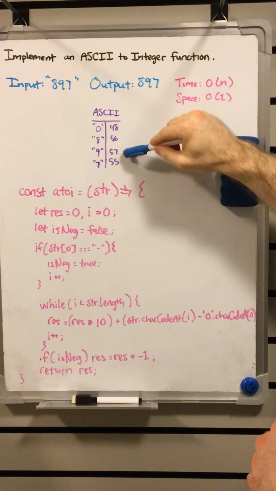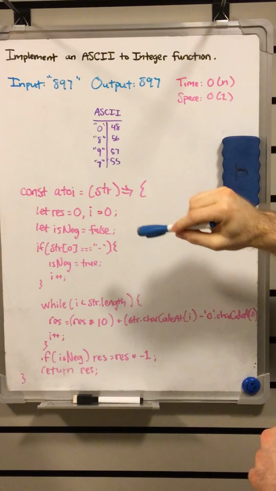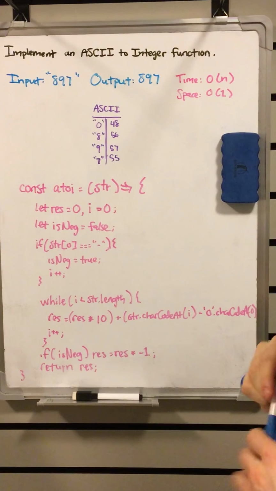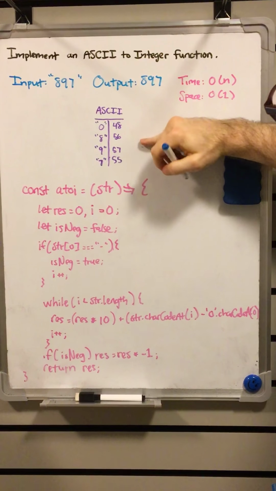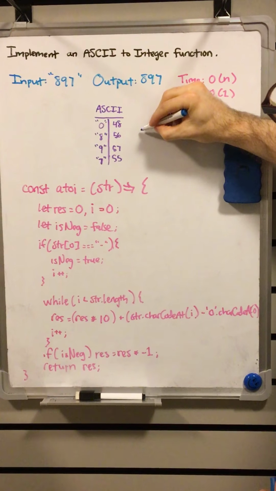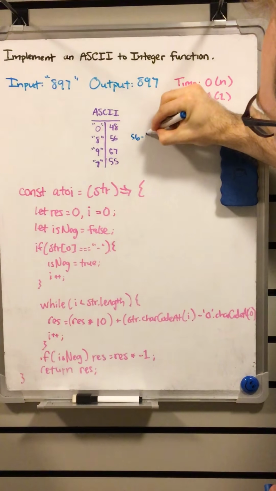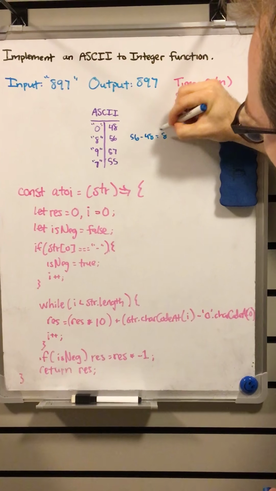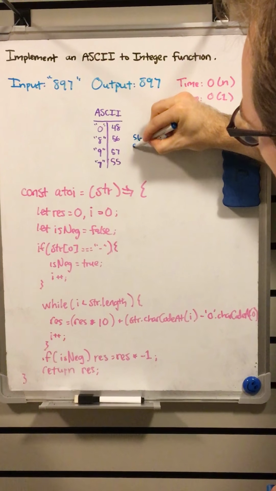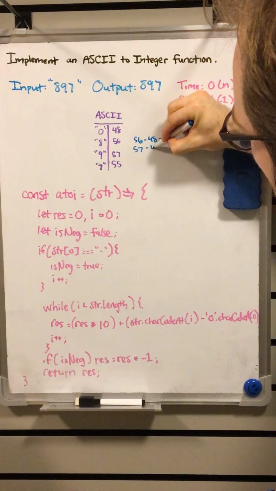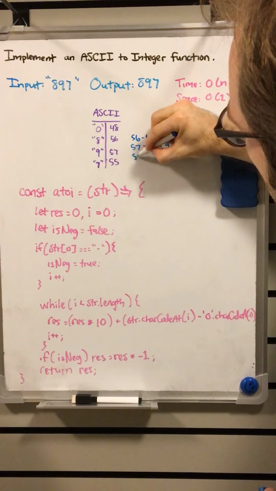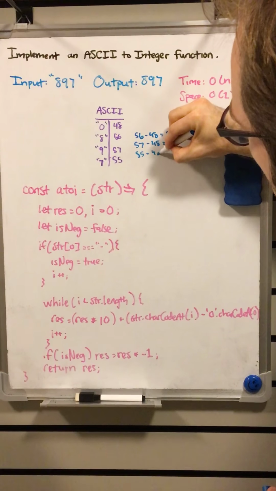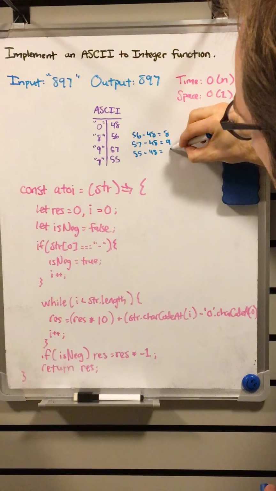If we do the same thing for 9's ASCII value and 7's ASCII value, it will give us exactly what we're looking for. 56 minus 48 gives us 8. 57 minus 48 gives us 9. And 55 minus 48 gives us 7.